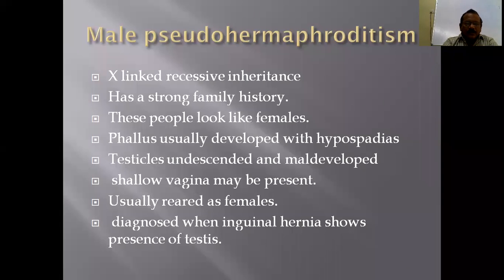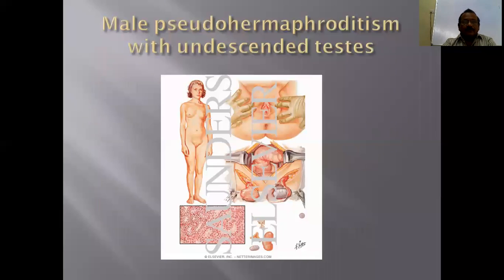So testicles undescended and maldeveloped. Shallow vagina may be present. Usually reared as females. Diagnosed when inguinal area shows presence of testis. Male pseudohermaphroditism with undescended testis.